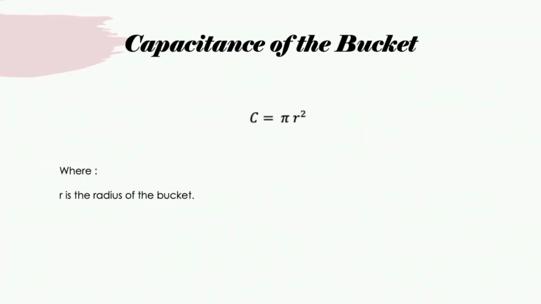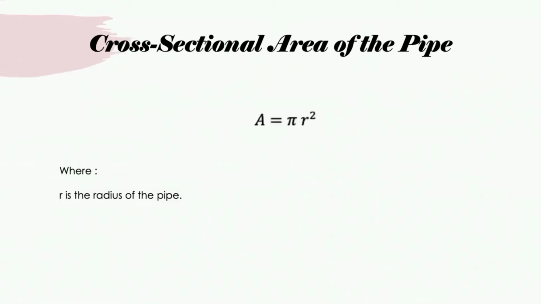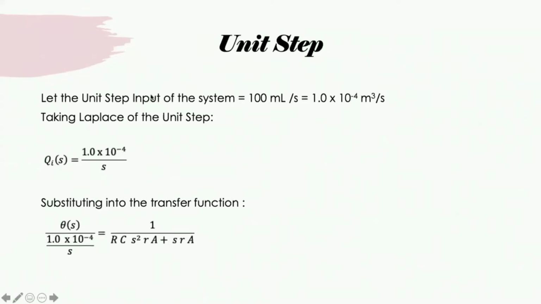Capacitance of the bucket. Since this bucket was cylindrical in shape, the cross-sectional area of this bucket is equal to the area of a circle, and hence the capacitance of this bucket is equal to the area of a circle, where R is equal to the radius of the bucket. Similarly, a pipe is cylindrical, and hence the cross-sectional area of the pipe is the area of a circle. A step increase of 100 milliliter per second was estimated as one of our input values.